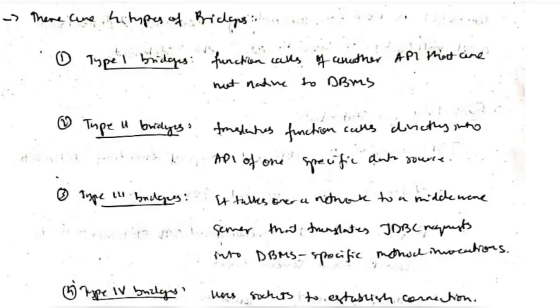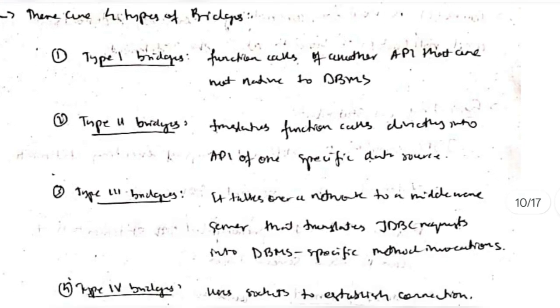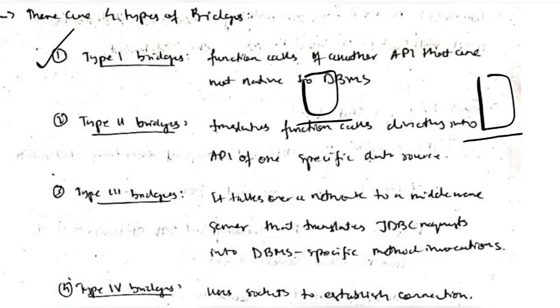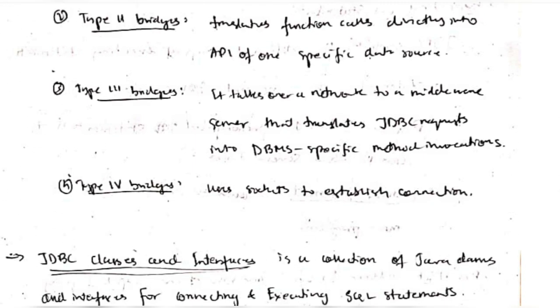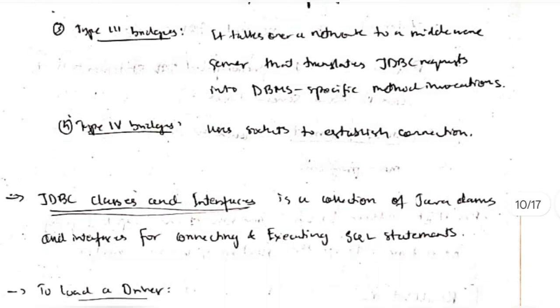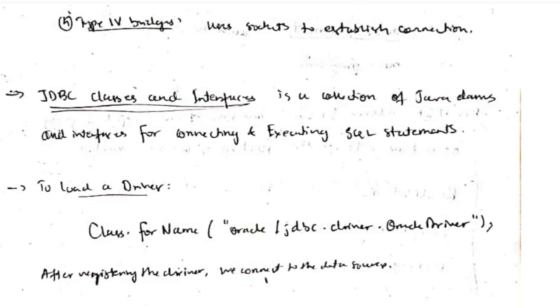There can be either the same platform of the DBMS or a different platform. For example, here is DBMS A on platform A, and on another platform there is DBMS B. To make a connection between A and B, we can use different types of bridges. If they are of different platforms, use type 1. If they are of the same platform, use type 2. If you want to access the data in a faster manner, use type 3. Else we will be using sockets to establish the connection if they are in remote locations. That is type 4. And JDBC classes are the collection of Java classes and interfaces for connecting and executing SQL statements.